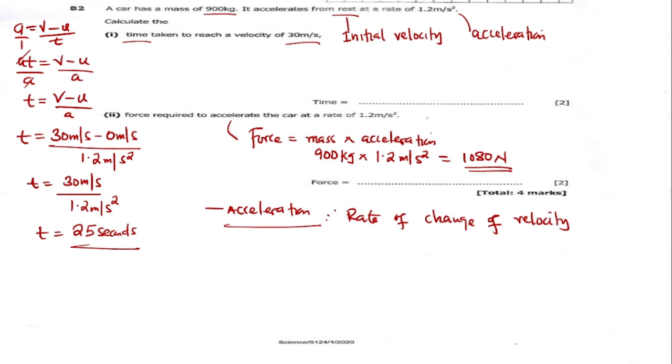Then the other thing that we need to take note of is that this acceleration can be calculated by final velocity minus initial velocity divided by time. Take note, the time needs to be in seconds also. Then another thing that we need to take note of is that acceleration is a vector quantity. Now what do we mean when we say vector quantity?